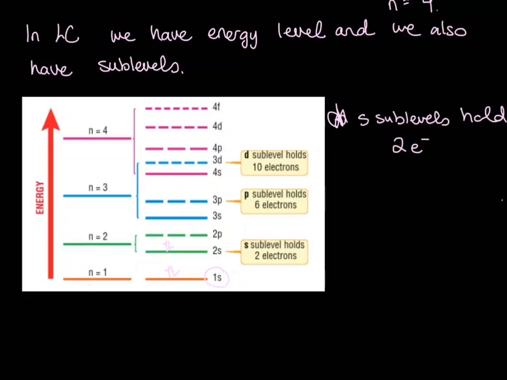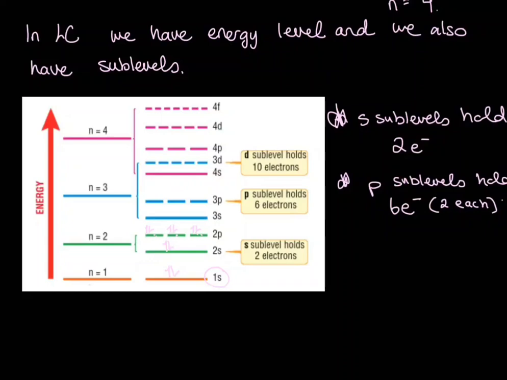The p sublevel, see how we have 3 of them, 3 little dashes here. Each one of these can hold 2. So it's 2, 2, 2. So the p sublevels hold 6 electrons. And I'm just going to write in brackets 2 each, because there's 3 of them. 1, 2, 3. It's broken up into 3 bits there.